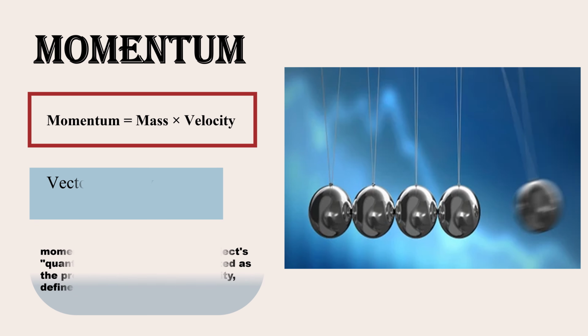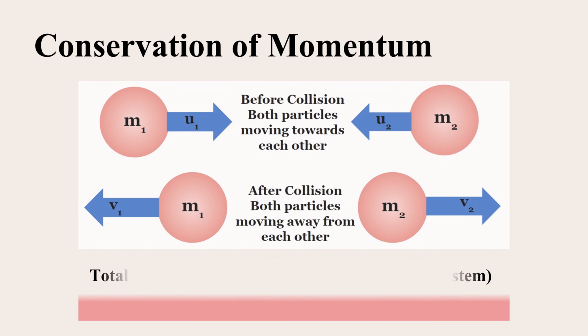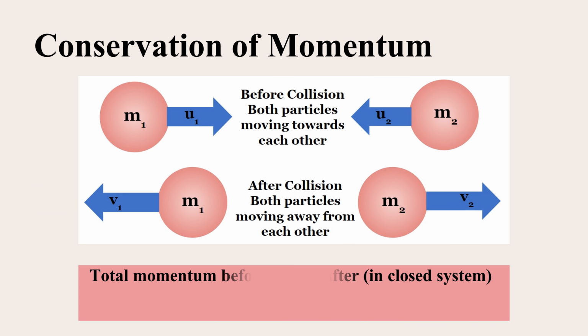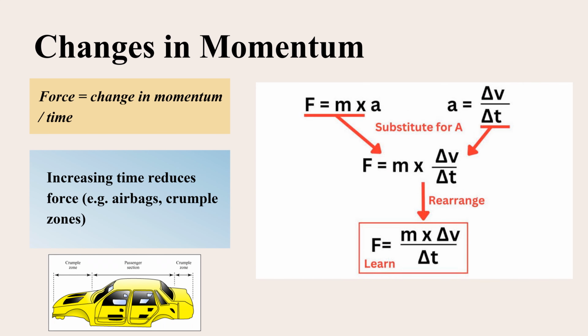Momentum depends on an object's mass and velocity. A larger or faster object has more momentum. In collisions, the total momentum stays the same, provided no external forces act. This is the principle of conservation of momentum. Changing momentum quickly requires a large force. Safety features work by increasing the time taken, reducing the force on passengers.